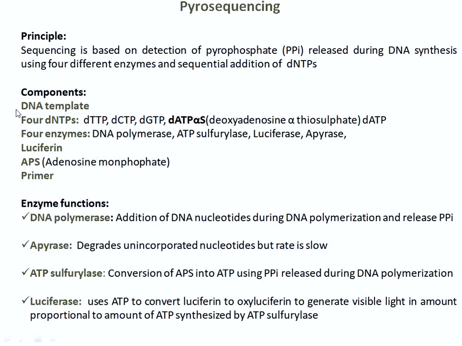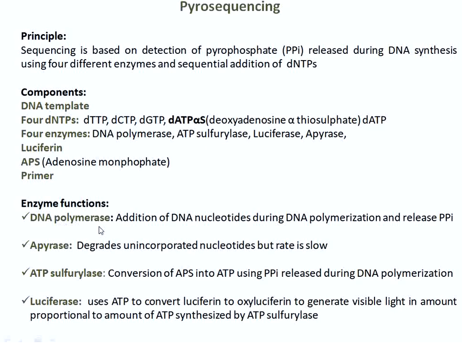So it involves the addition of various components during the PCR reaction, like the DNA template and dNTPs, out of which one is deoxyadenosine alpha thiotriphosphate, which is not utilized by one of the enzymes in the pyrosequencing reaction. There are 4 enzymes: DNA polymerase, ATP sulfurylase, luciferase, and apyrase.